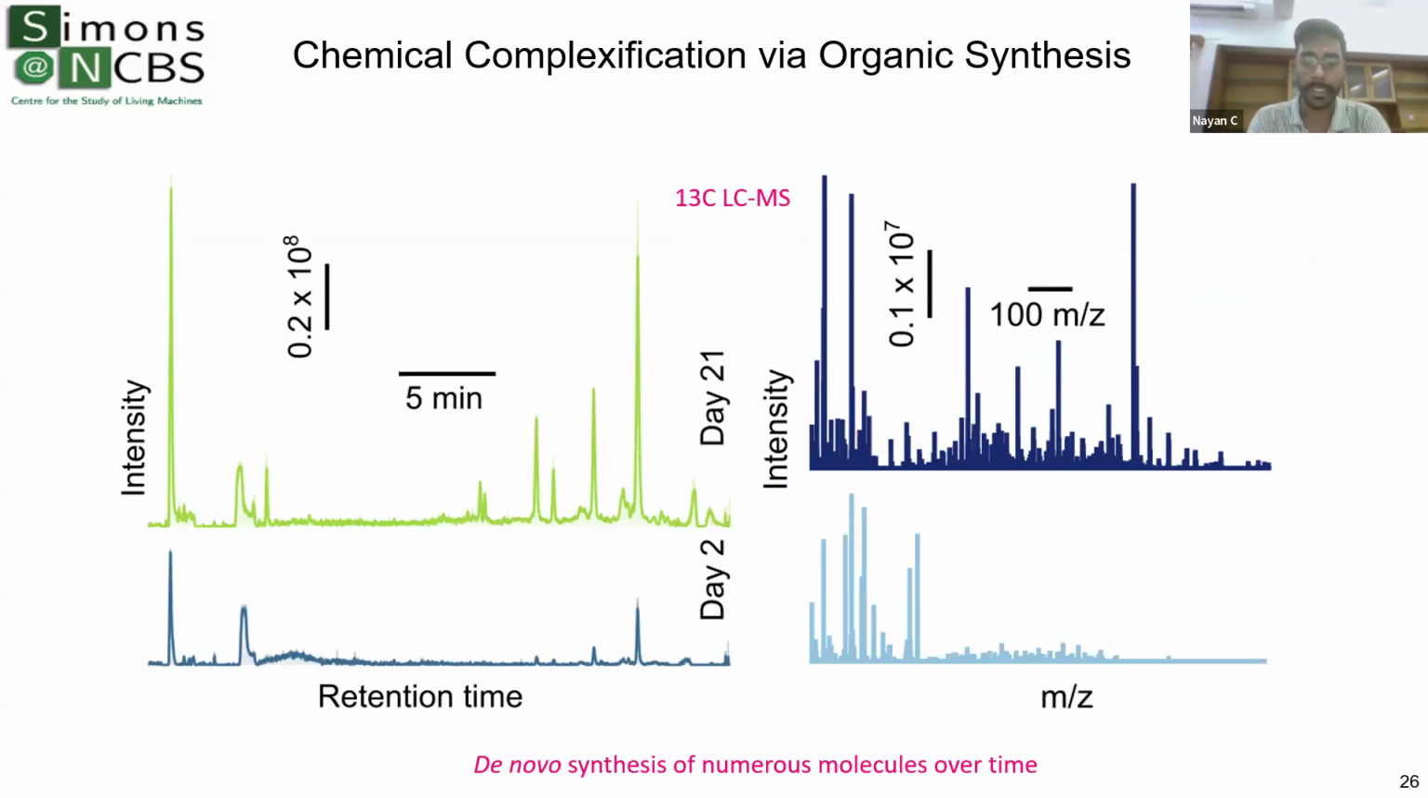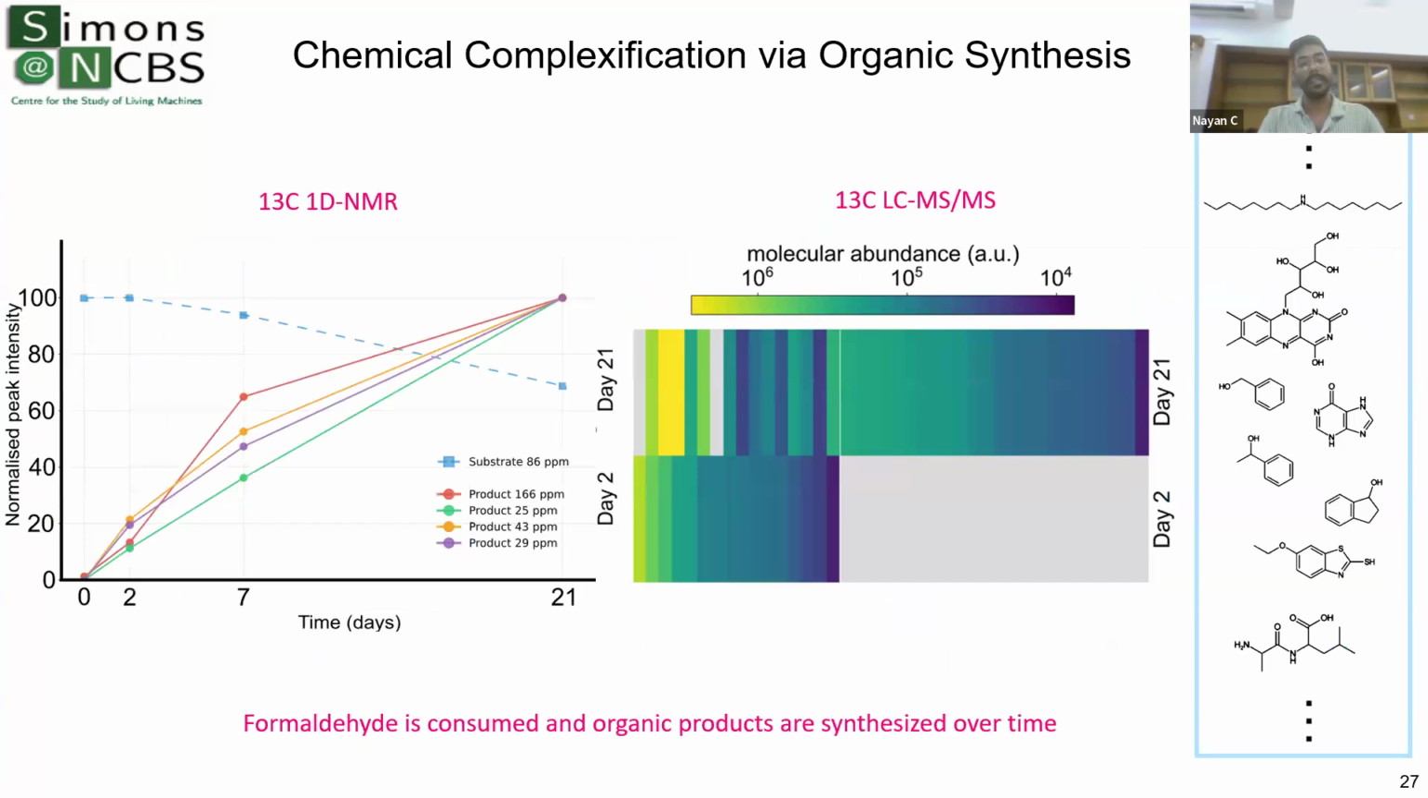And so I'll just go through the results here. Time-dependent LCMS measurements did show us the synthesis of numerous different molecules over time, starting from 50 initial 2 days, over 20 days, and up to even 42 days. And also combining with NMR, we do see that this substrate peak, which is the peak of formaldehyde, gets consumed in our system over time, and we also get certain different products which appear in the system over time. And we have characterized many of these products.